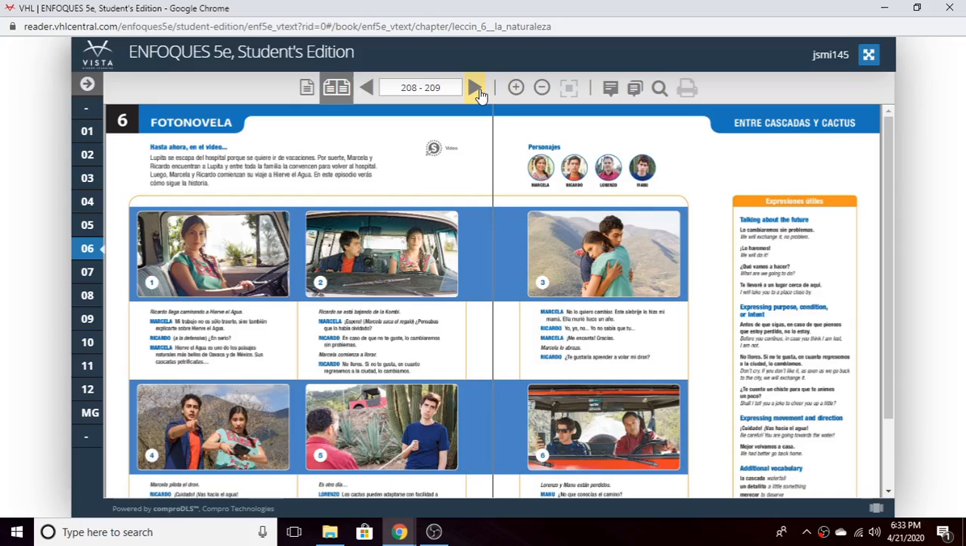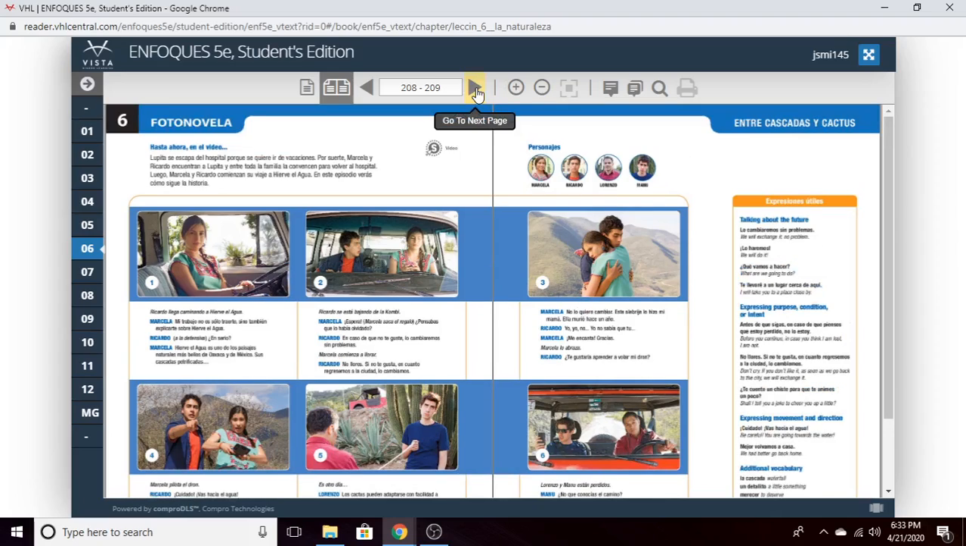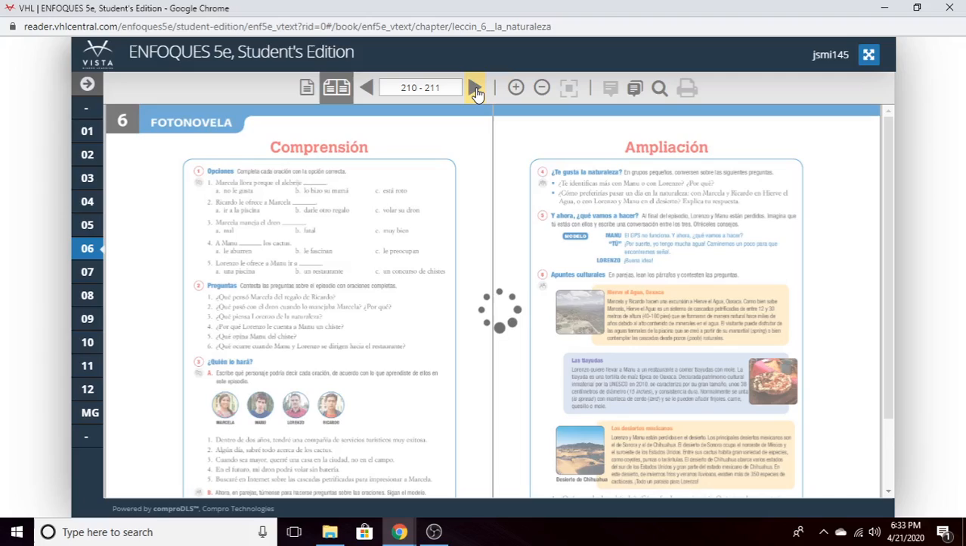The gang is going to Hierve el Agua. I forget what they're doing here. Probably something with a drone. Here we see things are heating up between Marcela and Ricardo. Will they end up together? You'll just have to keep watching. Vamos a ver.